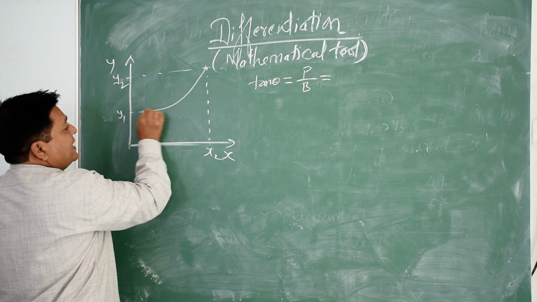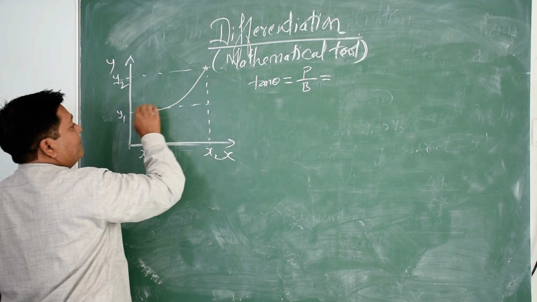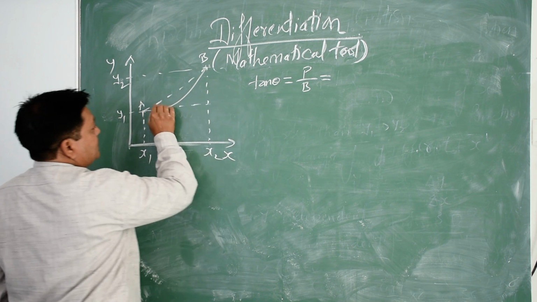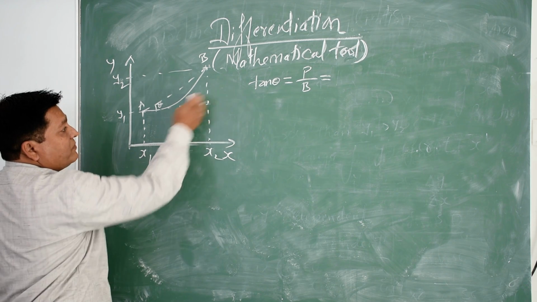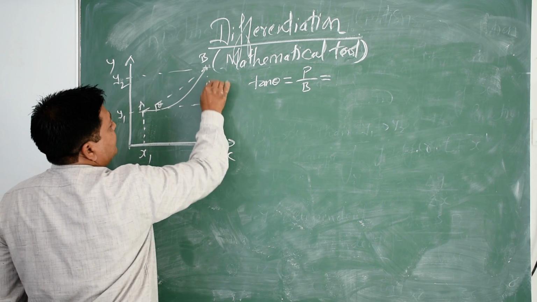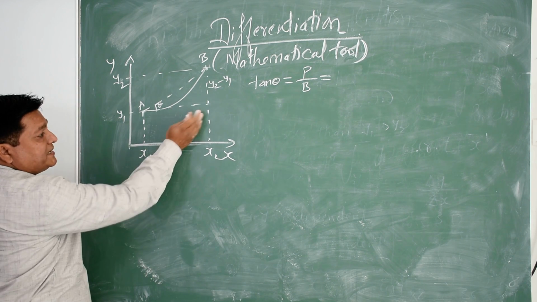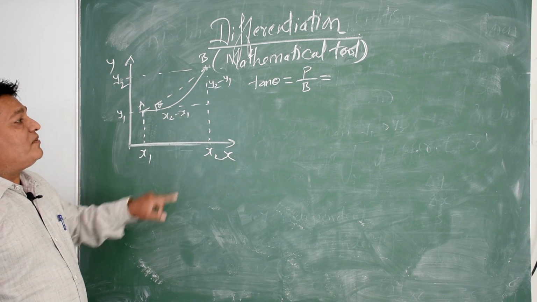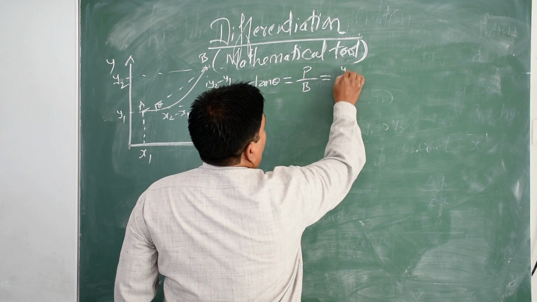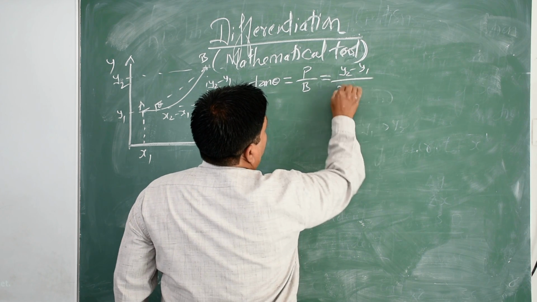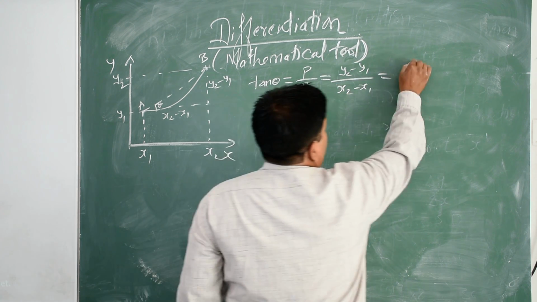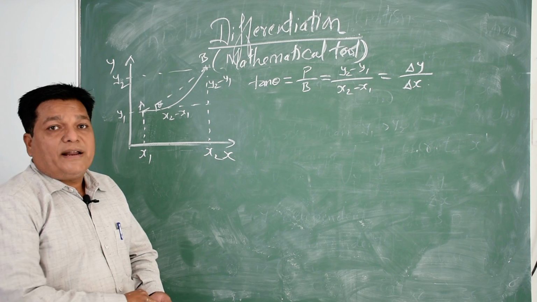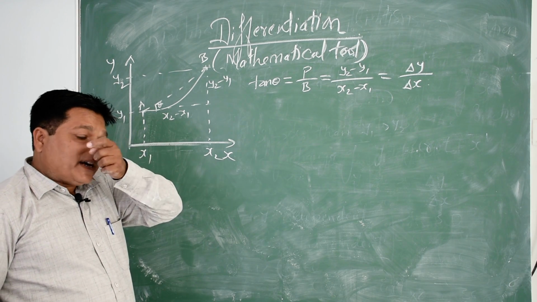Now if we consider that this is the slope of the graph, I consider point A and point B here, the slope of the graph is tan theta, that is perpendicular upon base. How much change in y is there? y2 minus y1. How much change in x is there? x2 minus x1. So we can say the slope of the graph, P upon B, is y2 minus y1 upon x2 minus x1, that is del y upon del x, the rate of change of y with respect to x.